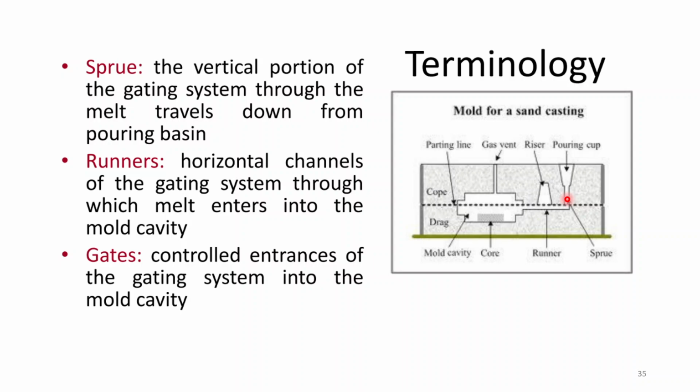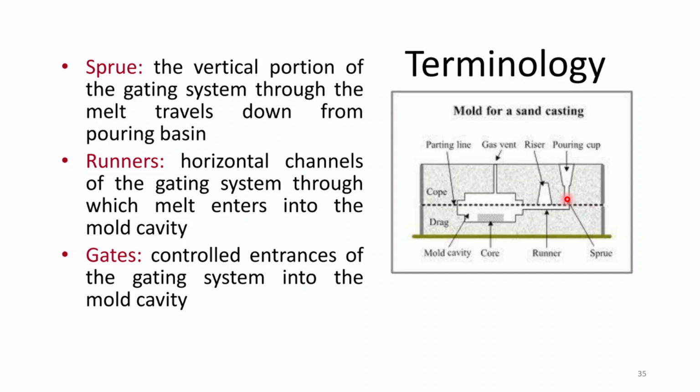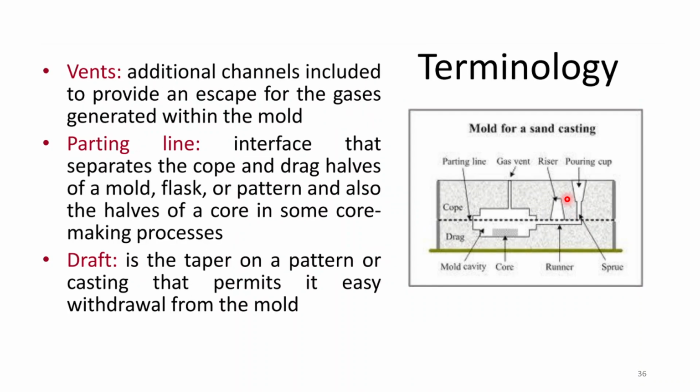Then you have gates, which are controlled entrances of the gating system into the mold cavity. Gates are the ingates that I told about earlier. So in between your cavity and your runner you will be having gates. Then vents. Vents are these gas vents that are shown here for escaping of the gases. They are additional channels included to provide an escape for the gases generated within the mold.